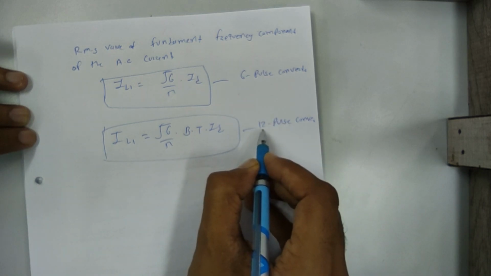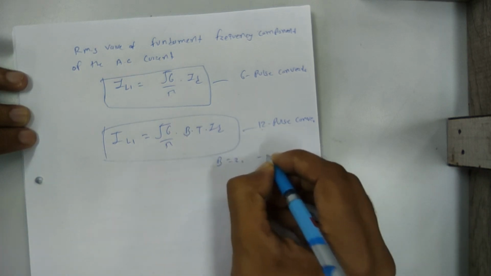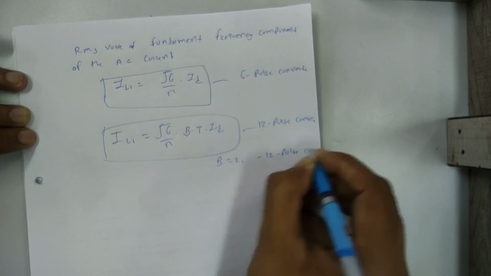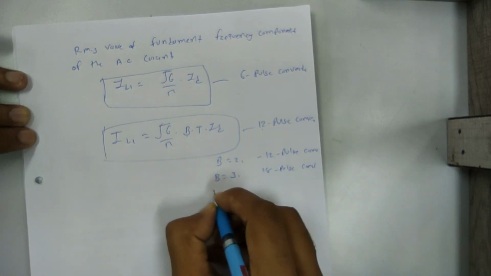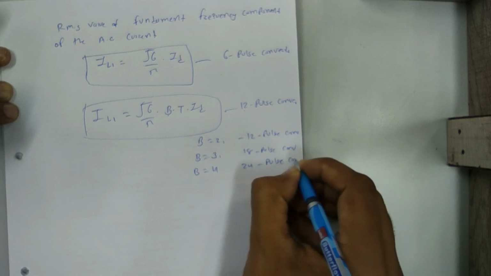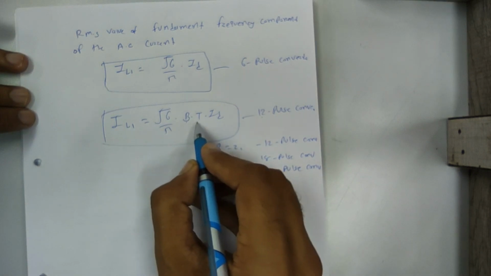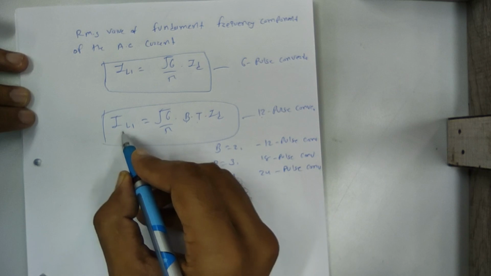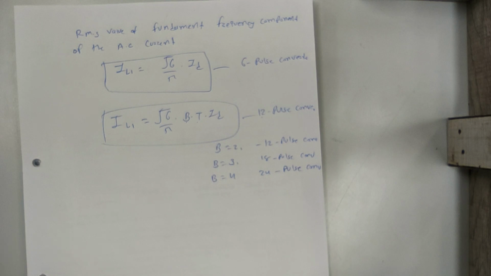Suppose you use the 12 pulse converter, then B is equal to 2. B is equal to 3 if you use the 18 pulse converter, B is equal to 4 if you use the 24 pulse converter. So based on the multi-pulse converter you have used and the transformation ratio, put the value here and find out the fundamental frequency component of the line current. So there is a change only in the relationship between the AC and DC quantities of multiple bridge converters and normal 6-pulse bridge converters. I hope you understand this concept.